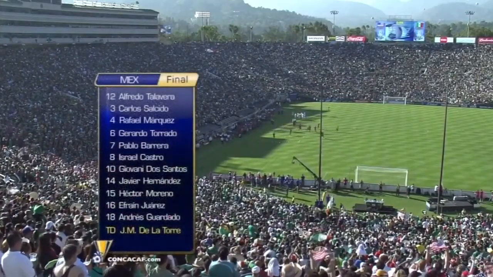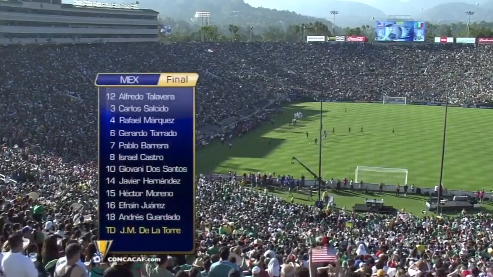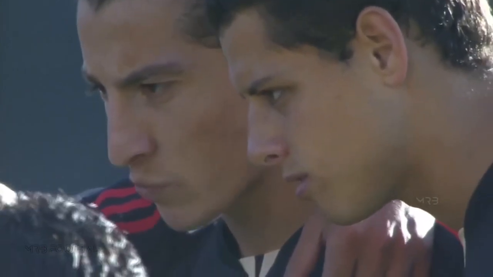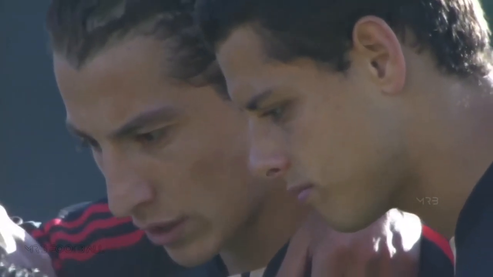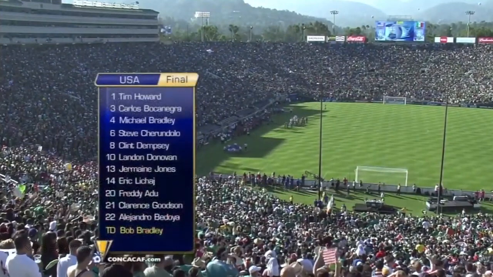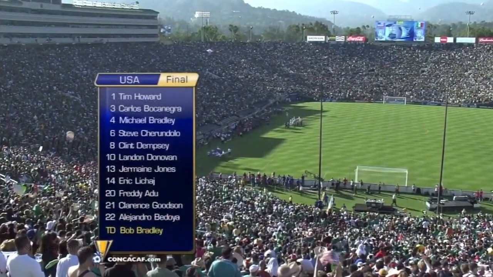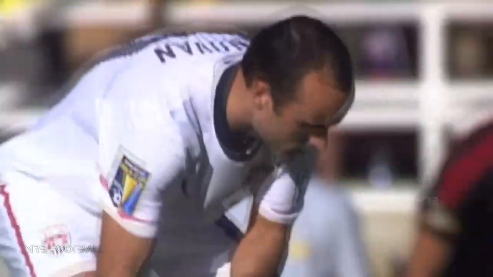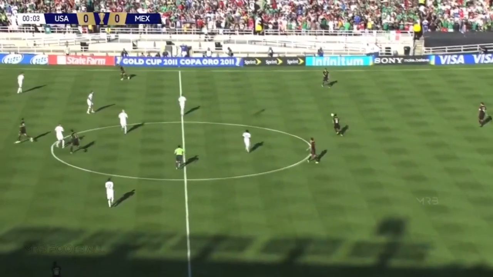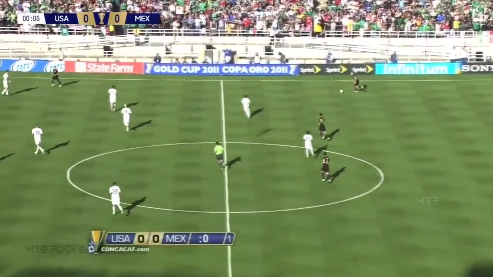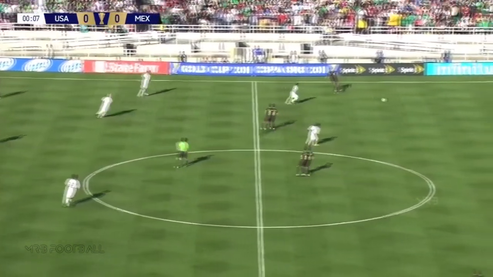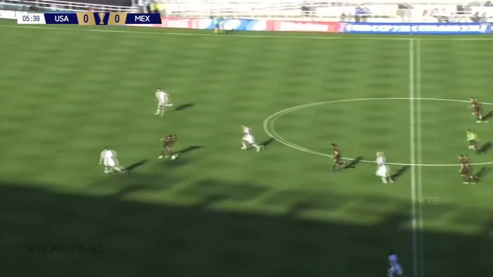An important Gold Cup for Bob Bradley and United States soccer. Soak it in. The moment has arrived. Gold Cup Final 2011. The United States and Mexico. Jones has grown into a star for the U.S.